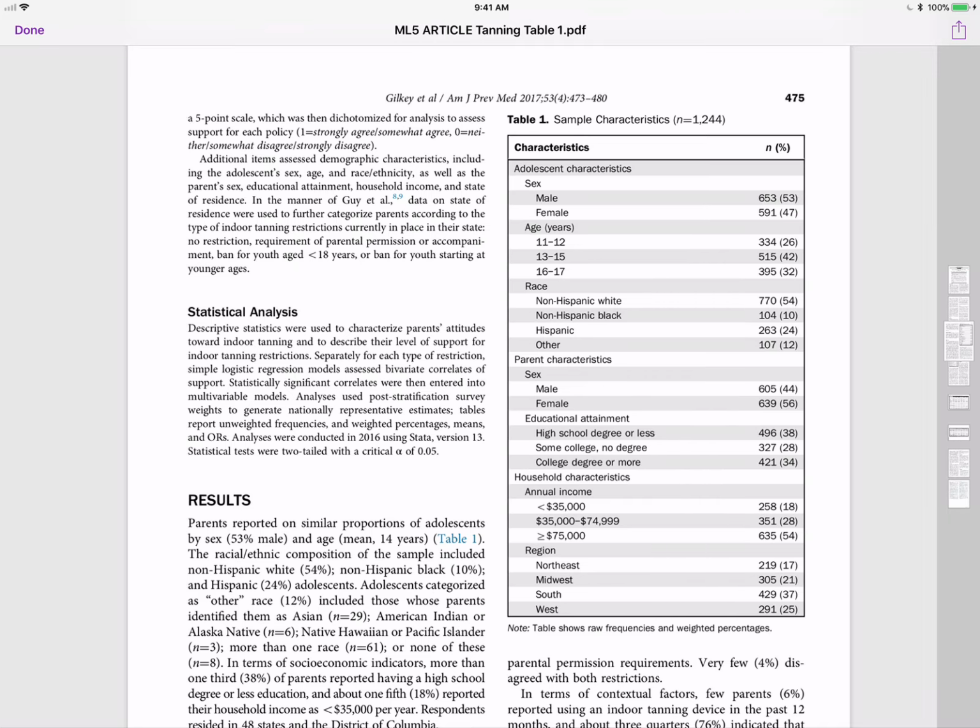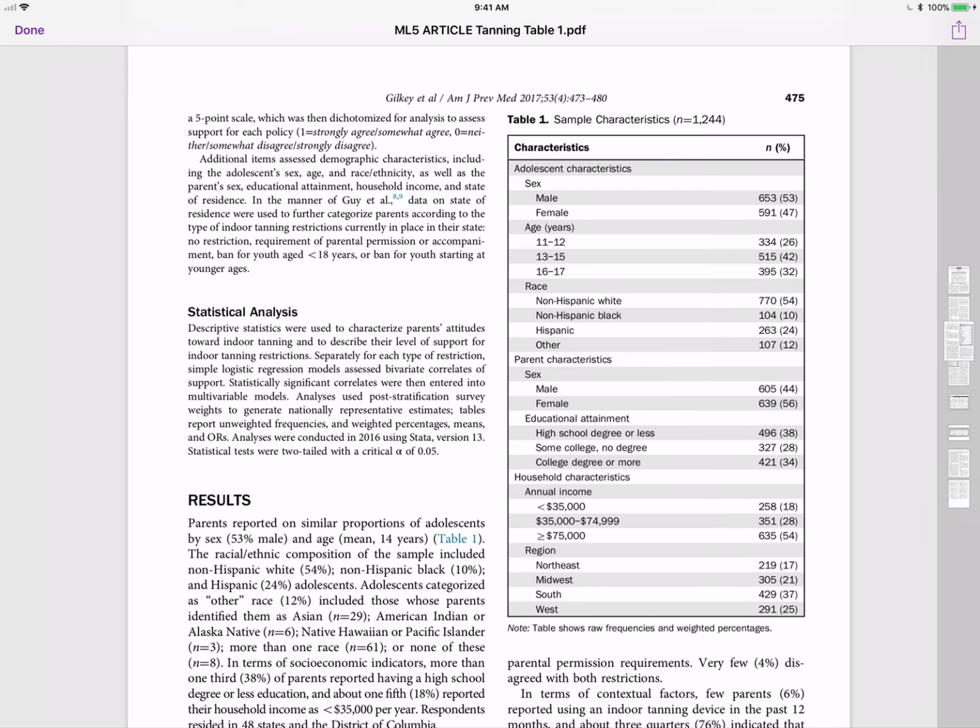There are a couple of things I'd like to point out here. As we go down the hierarchy of information, things become indented more and more. Adolescent characteristics is flush with the very left side of the table. Sex is indented one, and then male and female are indented two. Age is indented only one, but then the different age categories, 11 and 12, 13, 14, 15, and then 16 and 17, are indented farther.